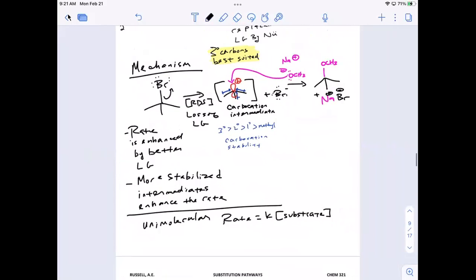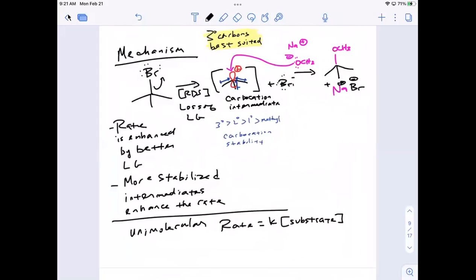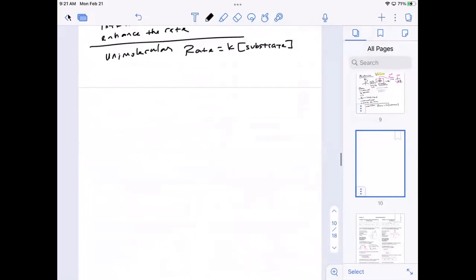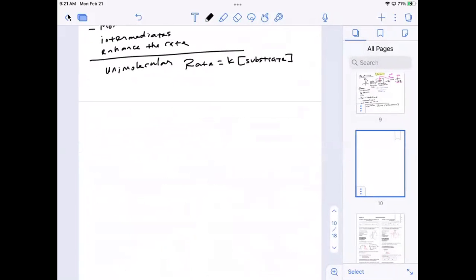All right. So this is the basic mechanism for the SN1. You lose your leaving group, and then that's followed up by nucleophilic attack. The solvent matters. Let me just make another page. The solvent matters because the solvent helps to stabilize the transition state, and it also helps to stabilize the leaving group once it leaves.